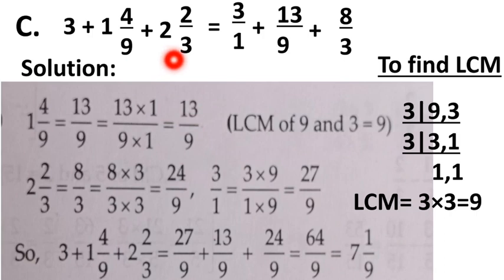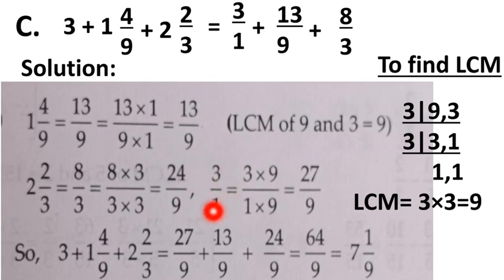And take and write the third fraction, 2 2 by 3 is equal to 8 by 3. So we have the 3. That 3 we want to convert into 9. What do you multiply by 3 to get 9? 3 3s are 9. So multiply by 3 in the numerator and denominator also. So 8 into 3 divided by 3 into 3 is equal to 8 3s are 24 by 3 3s are 9, 24 by 9.